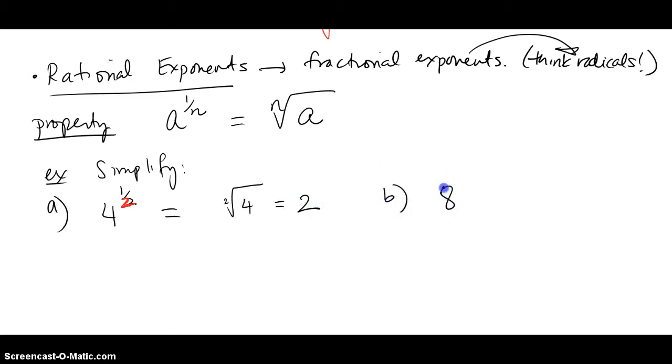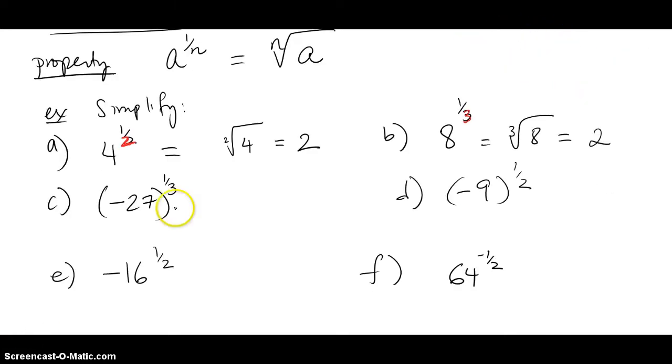Or if I have 8 to the 1/3, all I'm looking at is really the cube root of 8. So that's going to be the cube root of 8, which we know from before pops out a 2 again. So fractional exponents simply mean think radicals. Let's look at some more examples.